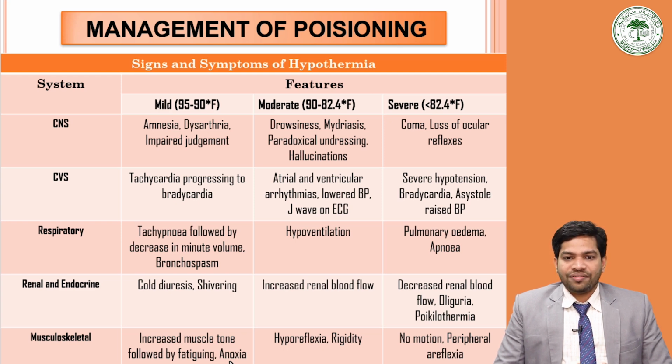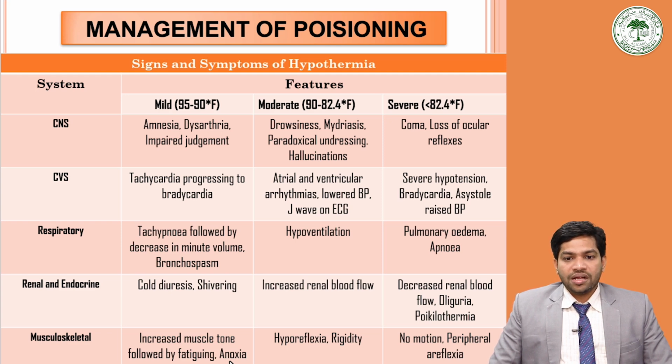Whereas in the CVS, moderate poisoning will present with atrial and ventricular arrhythmias, lowered blood pressure, and J-wave on ECG that we discussed in the last class, that is also called Osborne waves. Then the patient may present with hypoventilation, increased renal blood flow, hyporeflexia and rigidity.